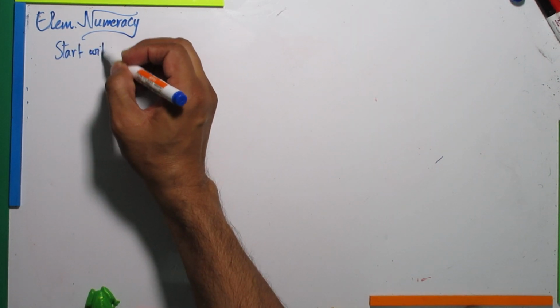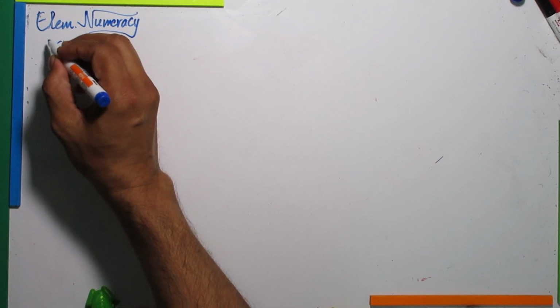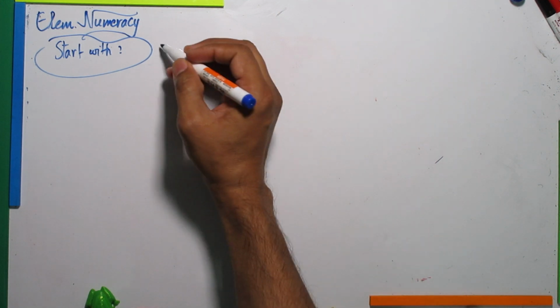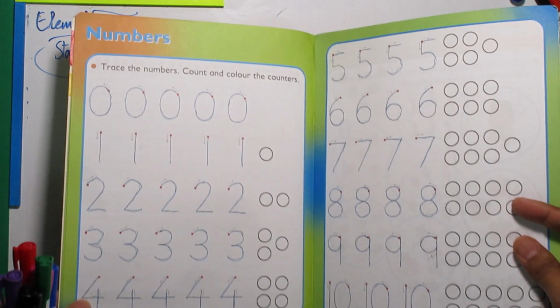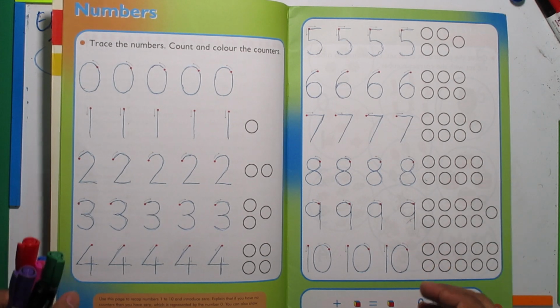So the very first question is, where do we start? Start with what? I have tried asking this question of many parents, and the very obvious answer is 1, 2, 3, counting. We'll start with 1, 2, 3. Why? Because this is the first concept. The reason is their experience: they were taught like this.